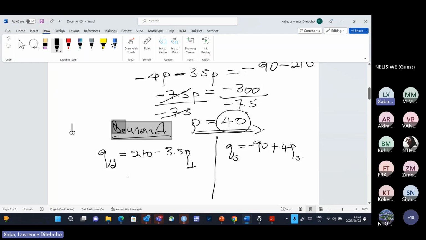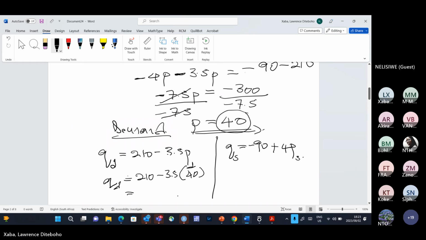If you look at the demand function, we have Q, and now we know the exact value of the price. It's 40, maybe 40 rand. So we say Q D equals 210 minus 3.5, open brackets. Instead of writing P, we know the exact value of P, which is 40. So we multiply, and after multiplying we end up having 70 units.